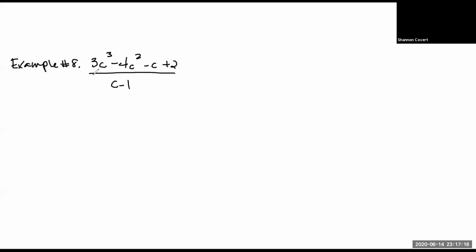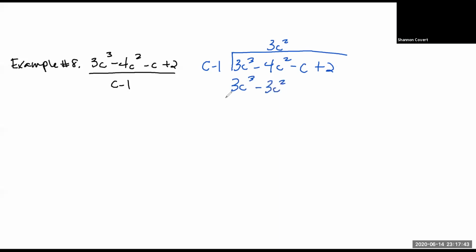Example number 8 is 3C cubed minus 4C squared minus C plus 2 all over C minus 1. I have a third squared single 0. C minus 1 goes on the outside, and 3C to the third minus 4C squared minus C plus 2 goes inside. C times 3C squared gives me 3C to the third minus 3C squared. Subtract those. Negative 4 plus 3 is negative C squared minus C.